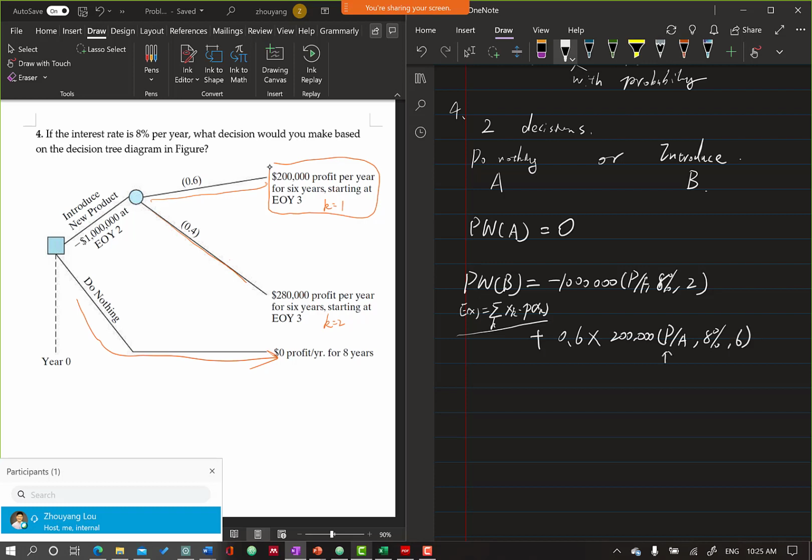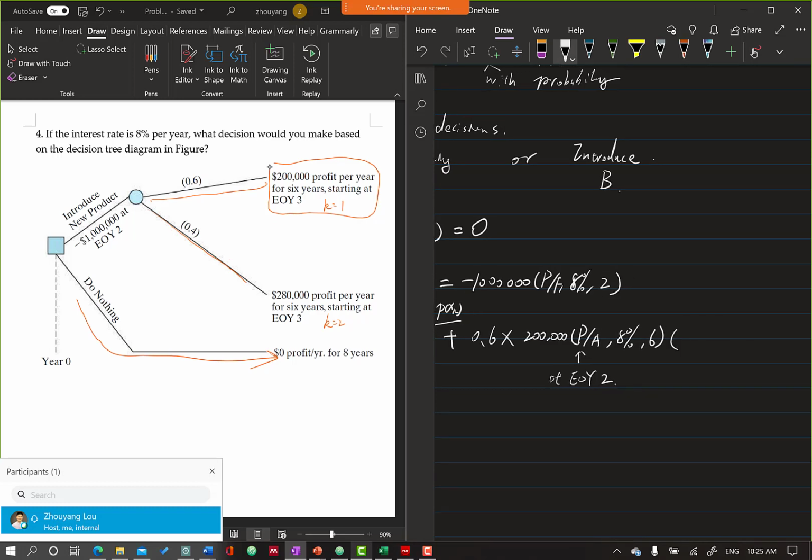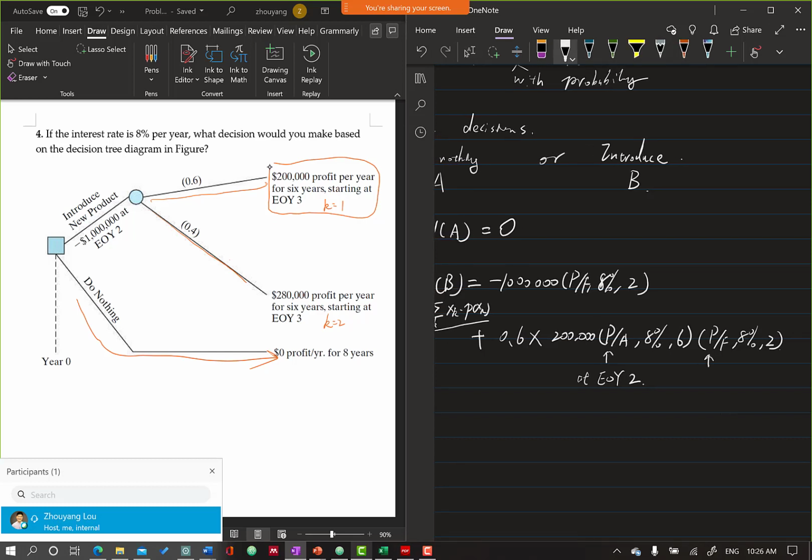And notice, since that annuity happens at the end of year 3, the present worth we calculated is at end of year 2. But then to get the present worth, we need to further take that back. So it's actually the future, so we need to use the P given F factor, 8% and 2 years. So that's at year 0.